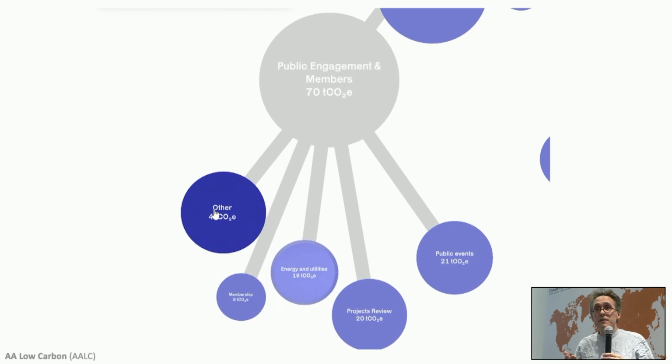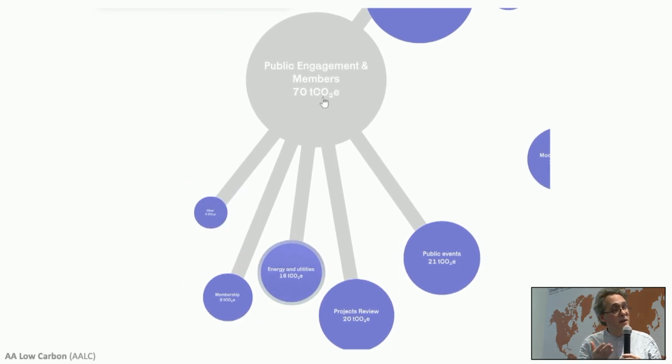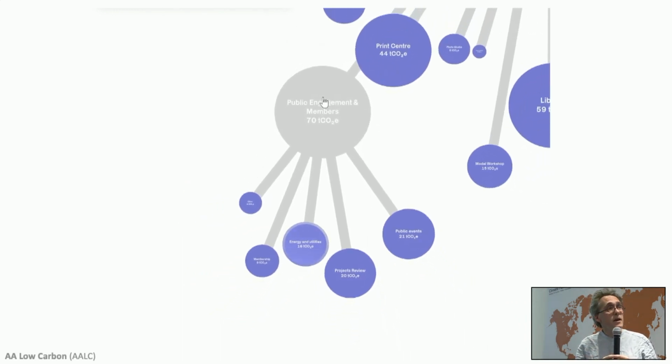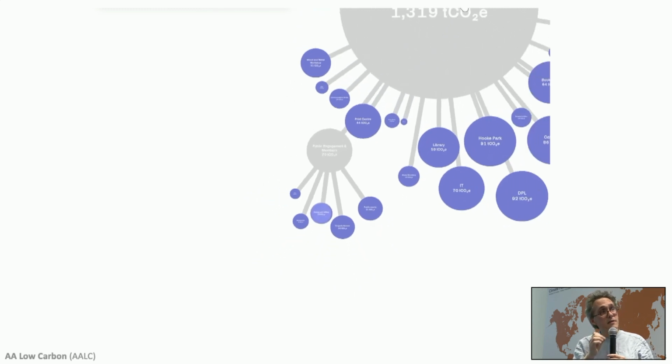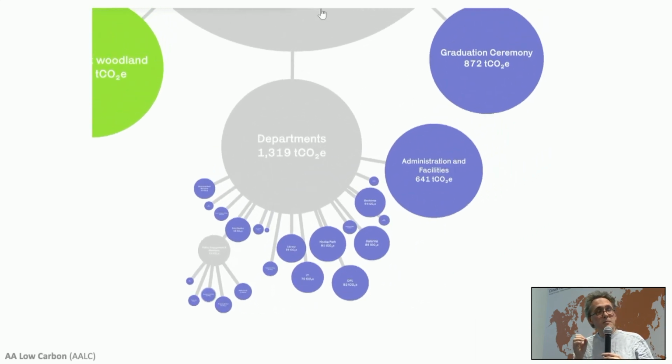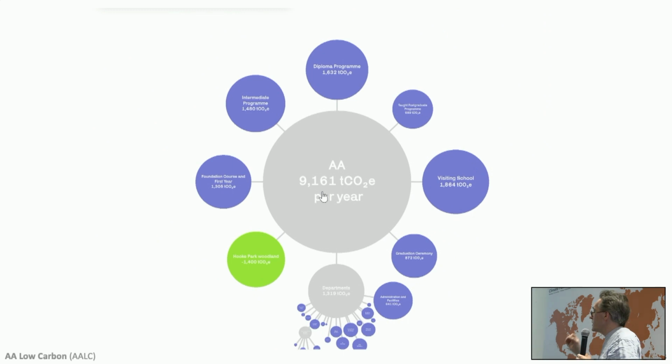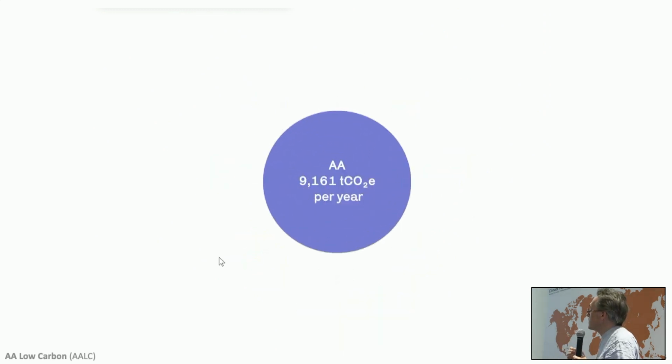And the picture is very different because everything that happens at the AA is very different. And what's important in looking at these is that the number of people in different units or different years is different, the activities are different, and so that in turn impacts the emissions that come out.